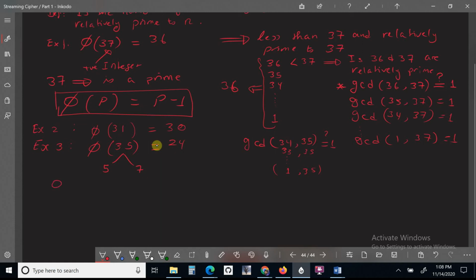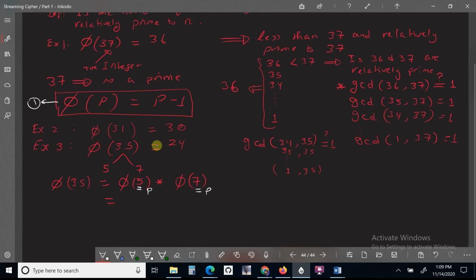So we can represent this function 35 in terms of the phi function of 5 multiplied by the phi function of 7. So these are the factors. Now notice that 5 is a prime, and 7 is a prime. Now obviously we can apply the equation. Let's call it equation number 1.